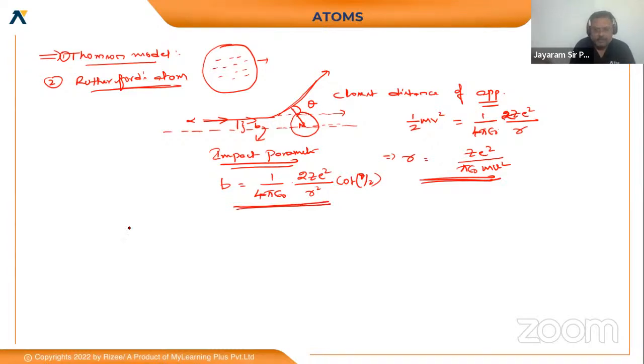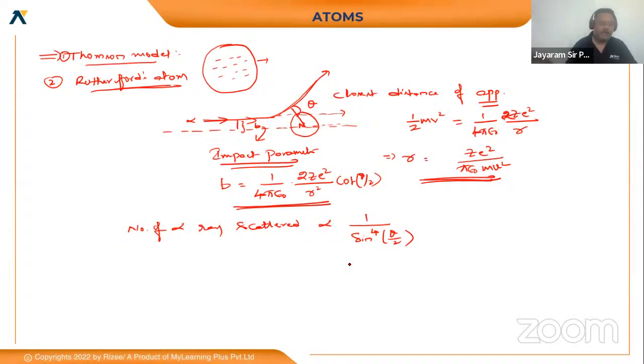Apart from this, there is another one: the number of alpha rays scattered is inversely proportional to sine to the power of 4 theta by 2. This is another important relationship which can be used in the case of Rutherford's atom.